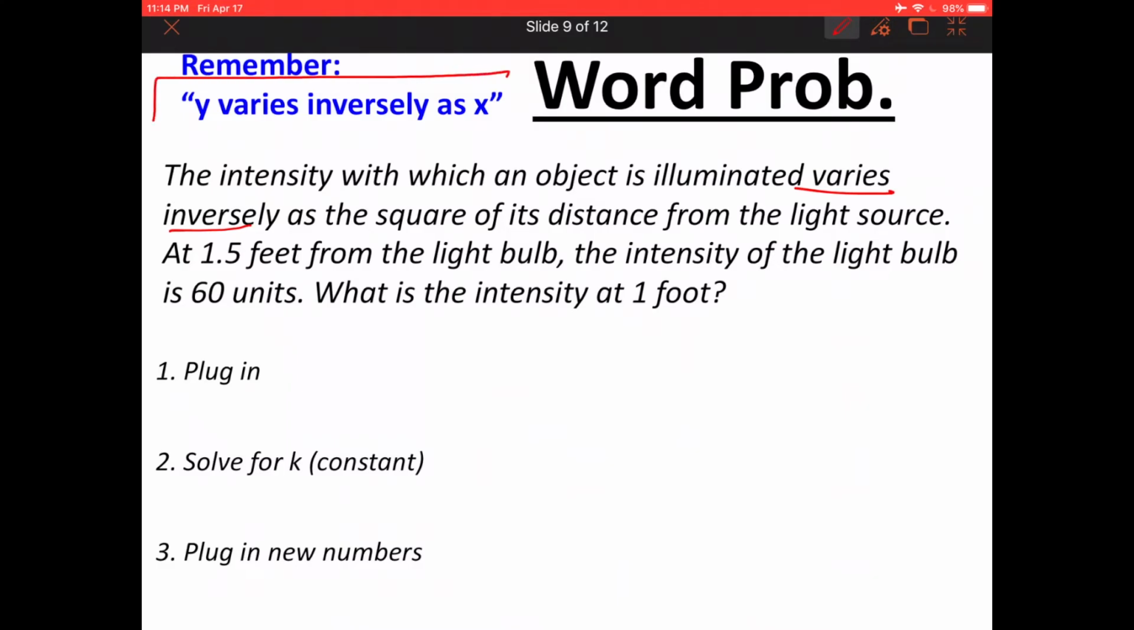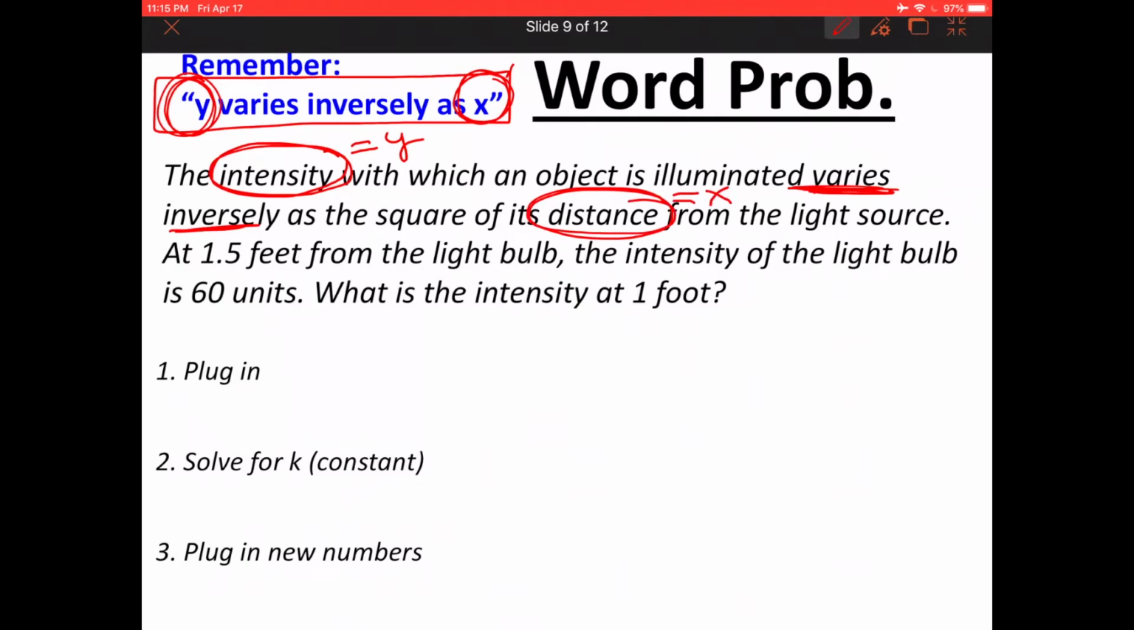And how we read our inverse variation is very important. Y varies inversely as x. So that means y comes first, x comes at the end. So if you see the phrase varies inversely, whatever comes in front of that is going to represent y. So in this word problem, the intensity represents y because the intensity varies inversely as the distance. Okay? So the distance is going to represent x, the intensity is y.